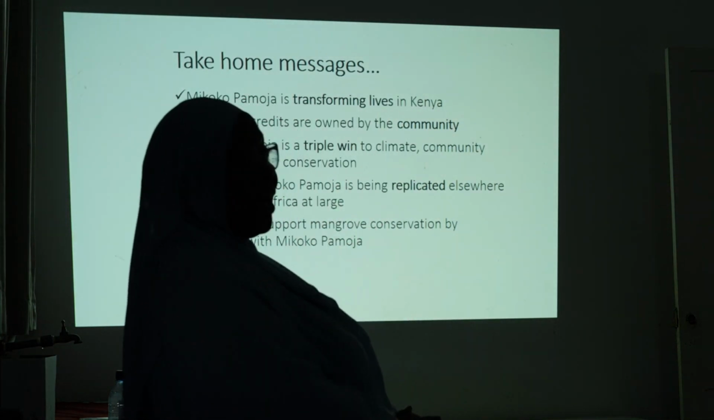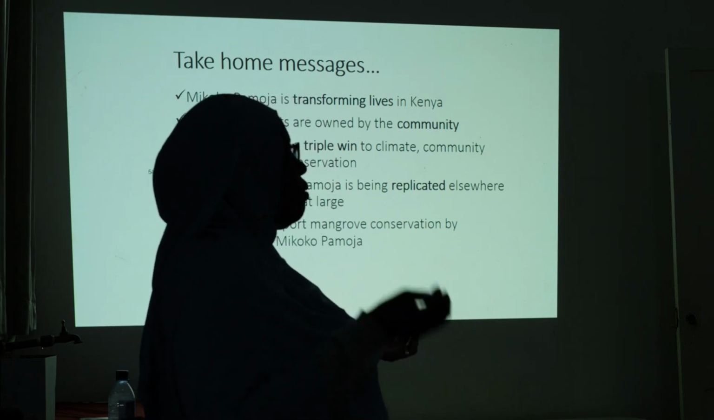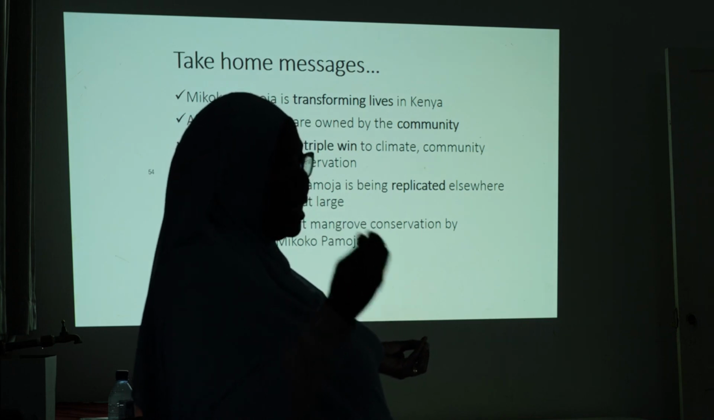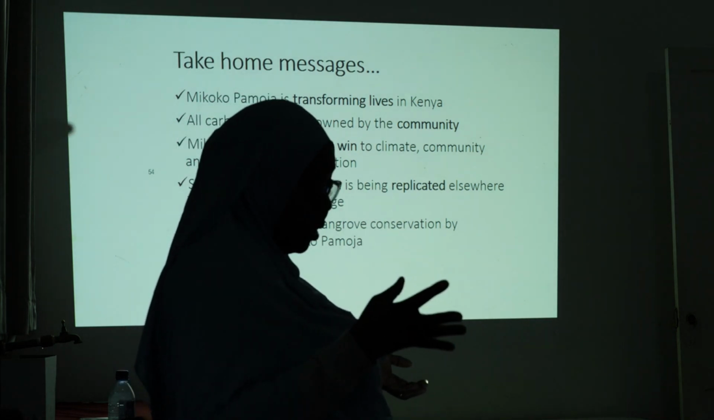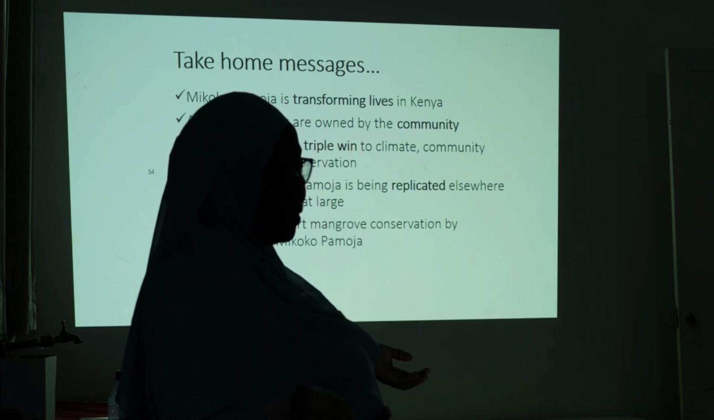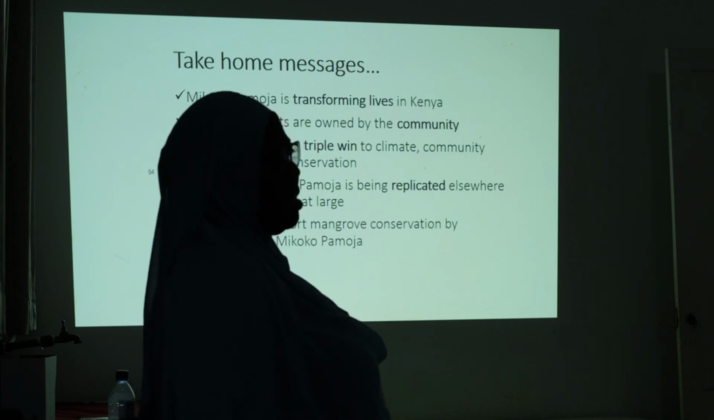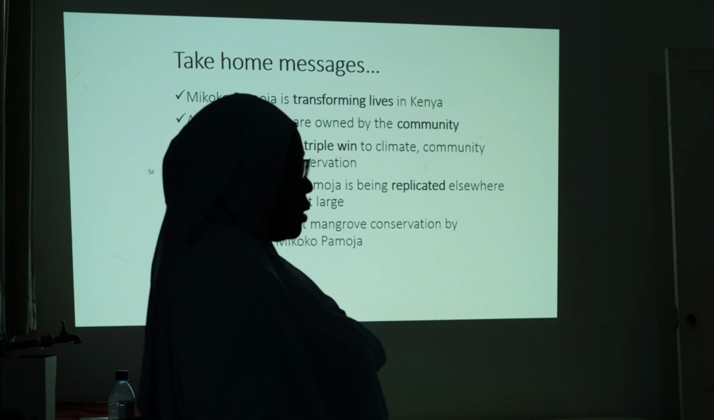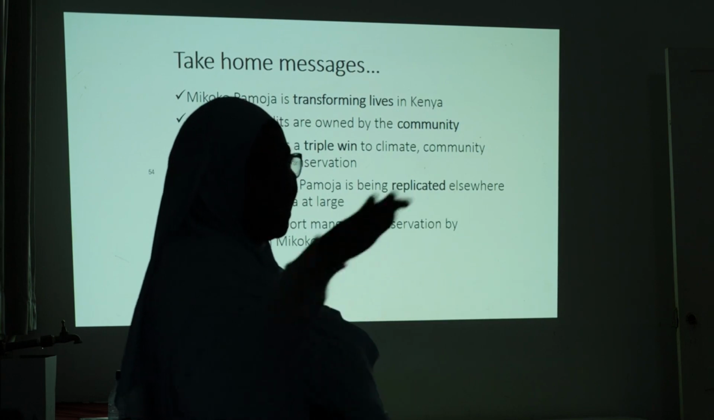With Mikoko Pamoja, you've seen we are transforming lives. It's very little. Actually, from the 3,000 tons, the income we are getting is about 18,000 US dollars. It's very little, but the impact of the projects that we are doing is quite a lot. It's impacting a lot of people. It's not so much, but it's covering a lot of people.